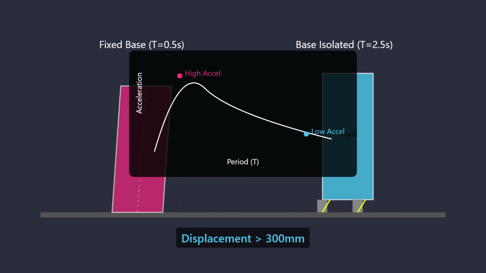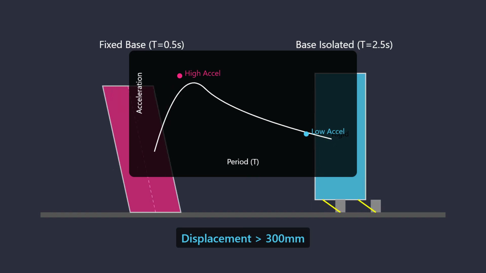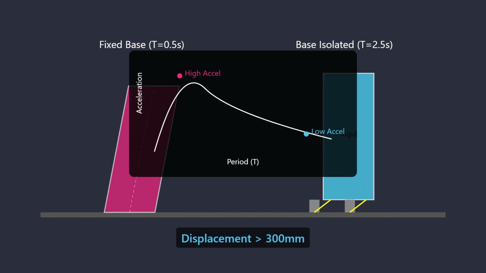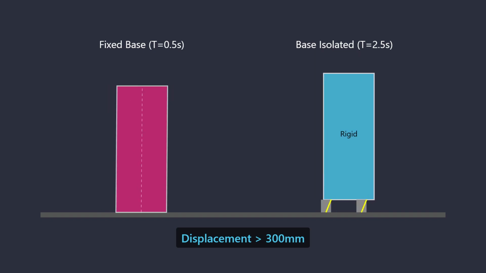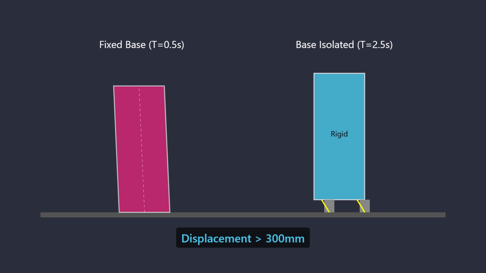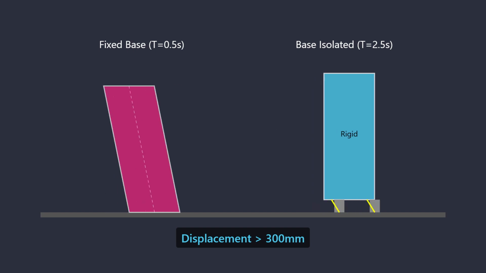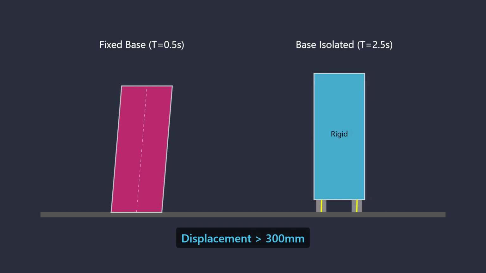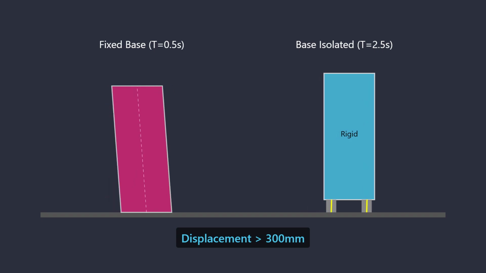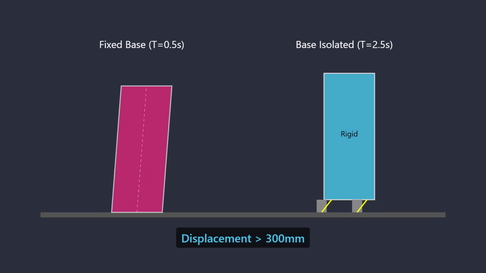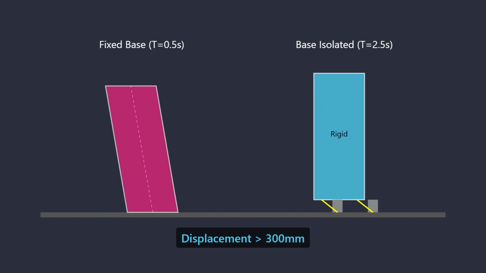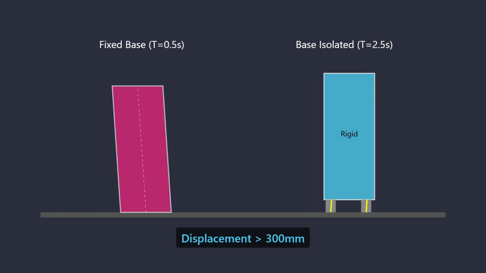The isolation system must support the full vertical load of the building while accommodating large horizontal displacements, often exceeding 300 millimeters. By reducing the acceleration transmitted to the building mass, base isolation minimizes inertial forces. This protection extends not only to the primary structural frame, but also critically safeguards non-structural elements and internal equipment.